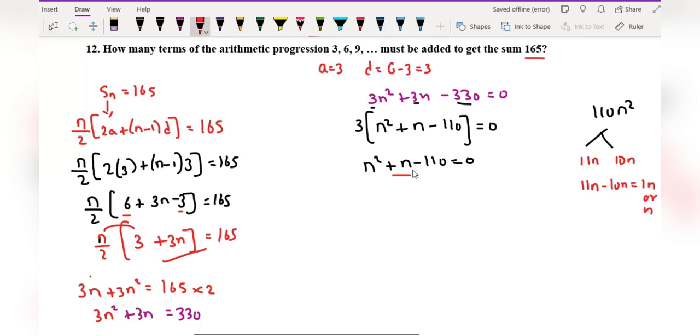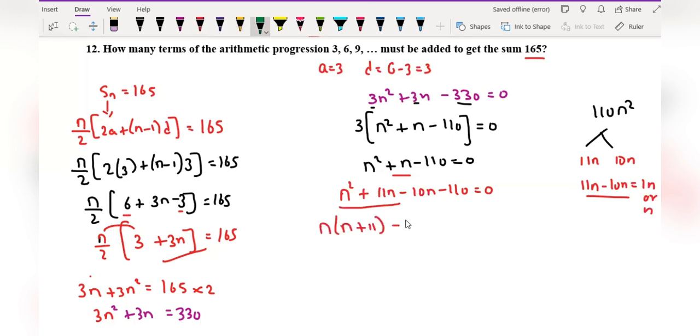So this is the substitution method. We have to substitute in the place of the middle term. So in place of n, what do we write? 11n minus 10n minus 110 is equal to 0. So let us take out the common factor between the first two terms. n is common, so n plus 11 minus 10 is common, remaining is n plus 11 is equal to 0.